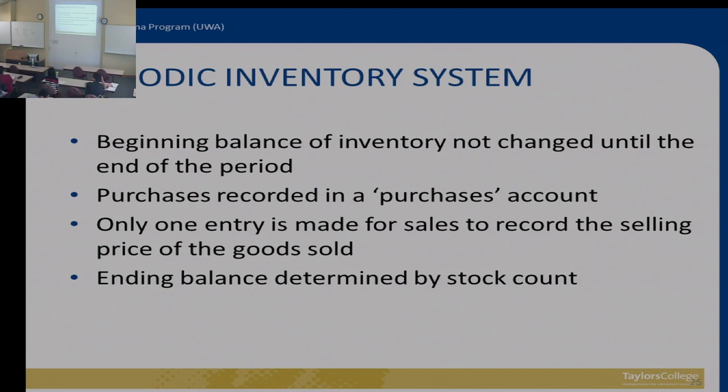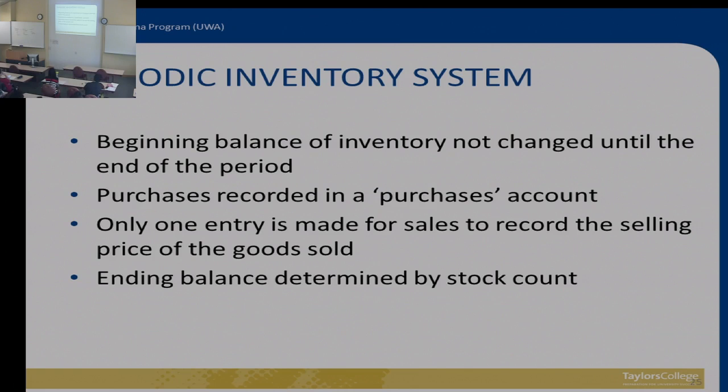So the beginning balance of inventory is not changed until the end of the period. That's really important that you understand. So your beginning inventory balance would stay on the accounts exactly the same regardless of how much you've bought and sold during the period. You don't directly alter your inventory balance in your ledgers, okay, with these transactions. Purchases aren't recorded into inventory. They're recorded into a purchases account. So you have a separate account called purchases. And you don't record cost of sales every time you make a sale. Okay, so the journal entries are slightly simpler for the periodic system.